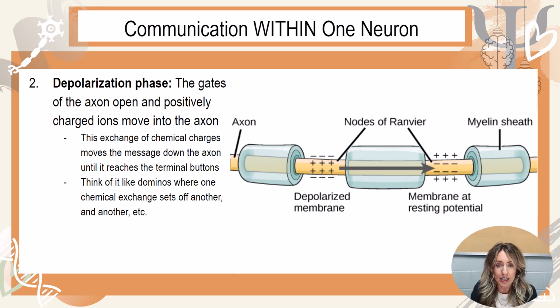This is another example, a close-up of what it looks like for a myelinated neuron. You notice here we have a depolarized membrane. Positive ions have gone in, and the next section is at resting rate. But this depolarized membrane will trigger this one to activate, and then the next one, and then the next one. So it jumps down the axon.